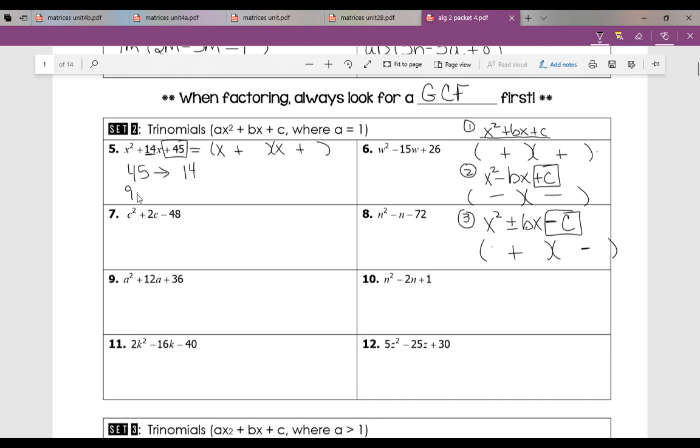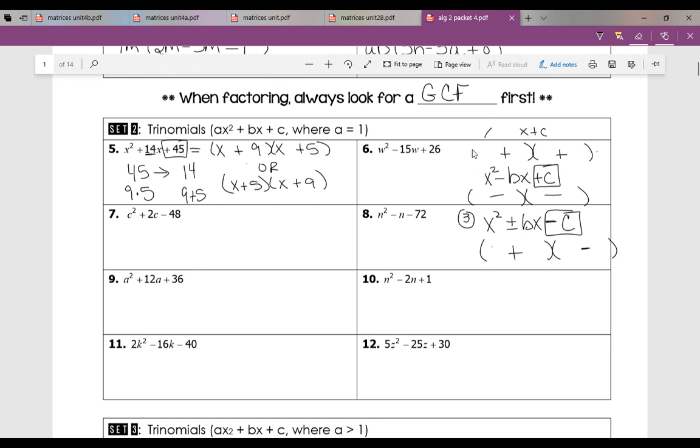Okay, 9 and 5. 9 times 5 gives me 45, and 9 plus 5 gives me 14. It does not matter if you write it with the 9 first and the 5 second, or if you write it as x plus 5, x plus 9, as long as you have the 9 and the 5. Now, if you want to check it, you can FOIL it back out, because what we just did is we unfoiled that trinomial. If you multiply it back out, it should end up being x squared plus 14x plus 45.